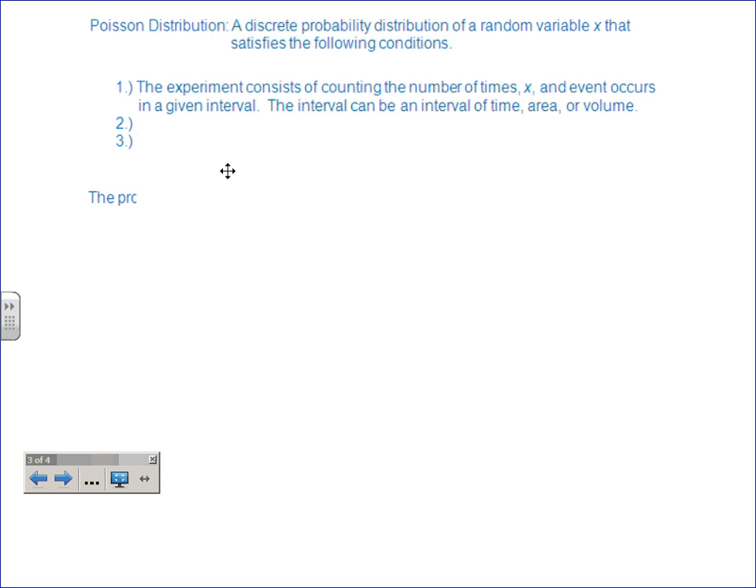The experiment has to have basically counting the number of times that some event will occur on some interval. That interval could be time, area, volume, whatever. I think you're mostly going to get time. The example you have here is going to be time, which might get you to maybe confuse this with continuous. Remember discrete versus continuous?